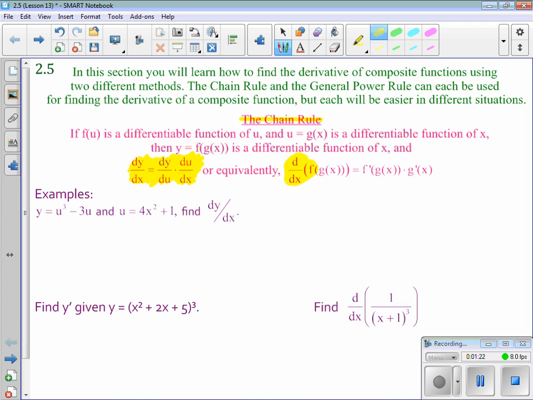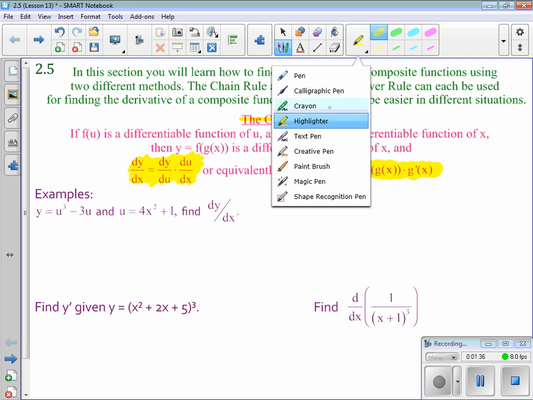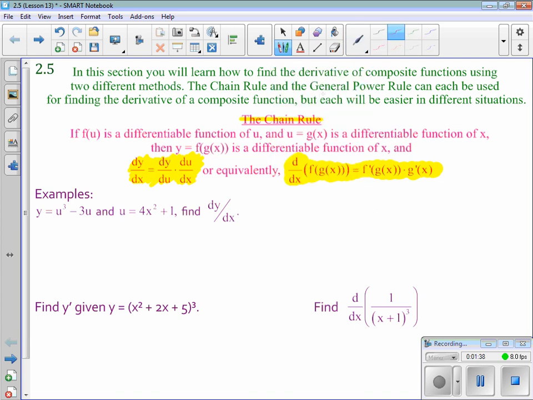The derivative of f of g of x is you take the derivative of the outside portion and you leave the inside alone, and then you multiply by the derivative of the inside portion. It doesn't make a whole lot of sense until we actually do some problems, I know. Okay, so let's start here.